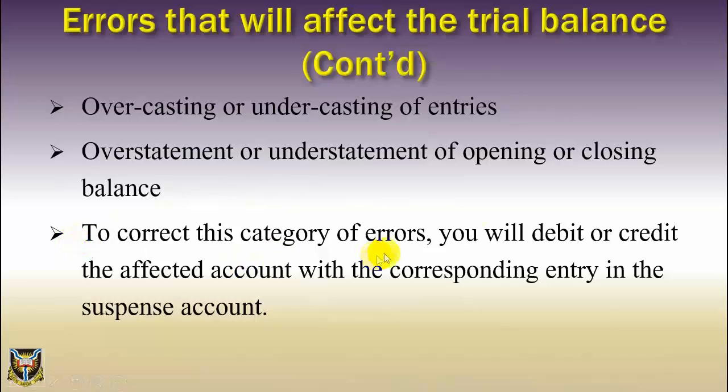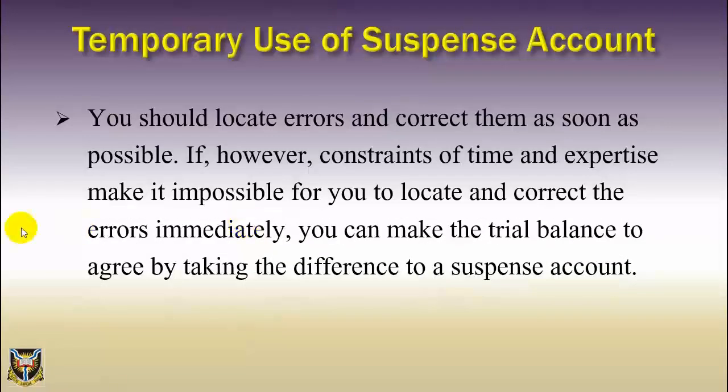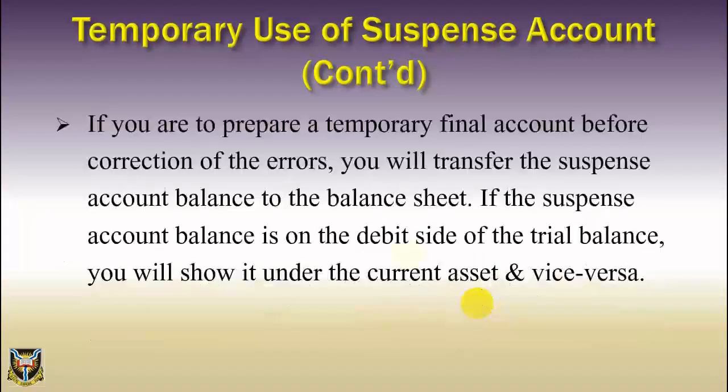To correct this category of errors, you will debit or credit the affected account with the corresponding entry in the suspense account. C. Temporary use of suspense account. You should locate errors and correct them as soon as possible. If, however, constraints of time and expertise make it impossible for you to locate and correct the errors immediately, you can make the trial balance agree by taking the difference to a suspense account. If you are to prepare a temporary final account before correction of the errors, you will transfer the suspense account balance to the balance sheet.